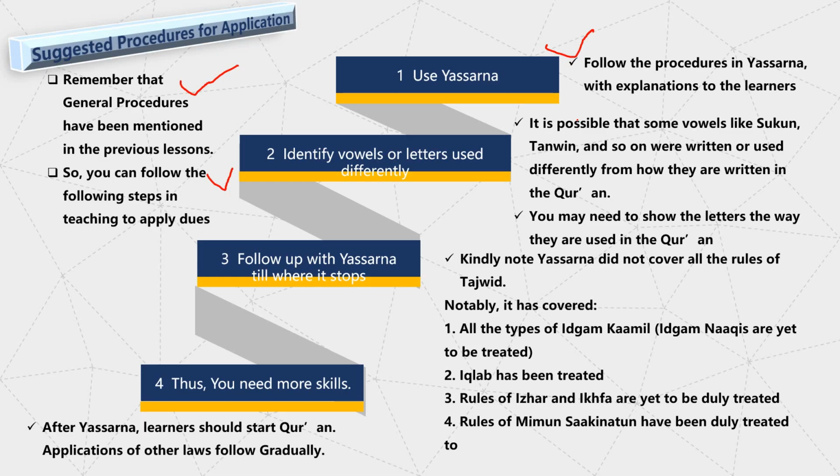Now, it is possible that some vowels, so number two, I'm here now. You need to identify vowels or letters used differently. If you have some vowels or letters used differently in Yasarina that is not the same thing in the Quran, you need to show your learners along. Remember I told you when I introduced Sukun to you. Sukun in Yasarina is written like that.